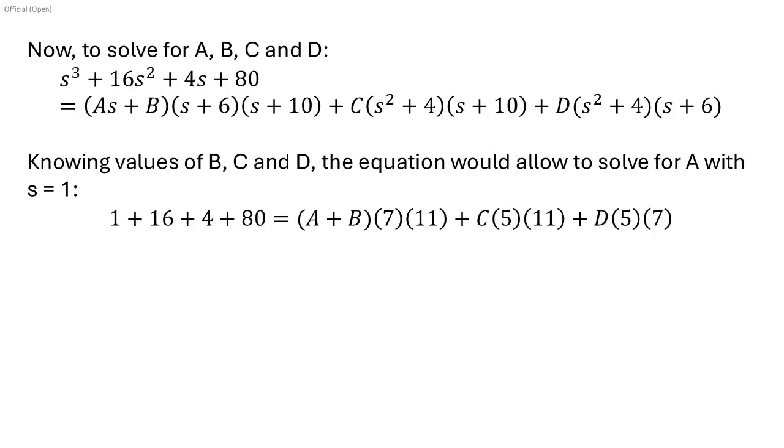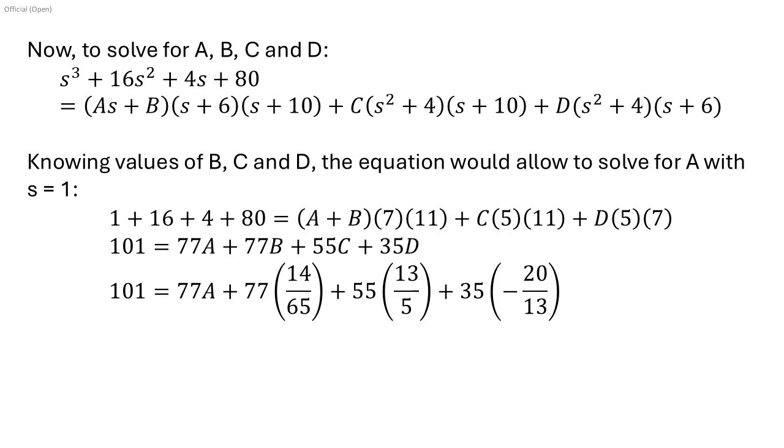Now, with known values for b, c and d, it is possible to solve for a. Let s be equal to 1. Substitute for s in the equation. Giving 101 on the left side of the equation, and on the right side, 77a plus 77b plus 55c plus 35d. Now substitute b, c and d with their actual values.